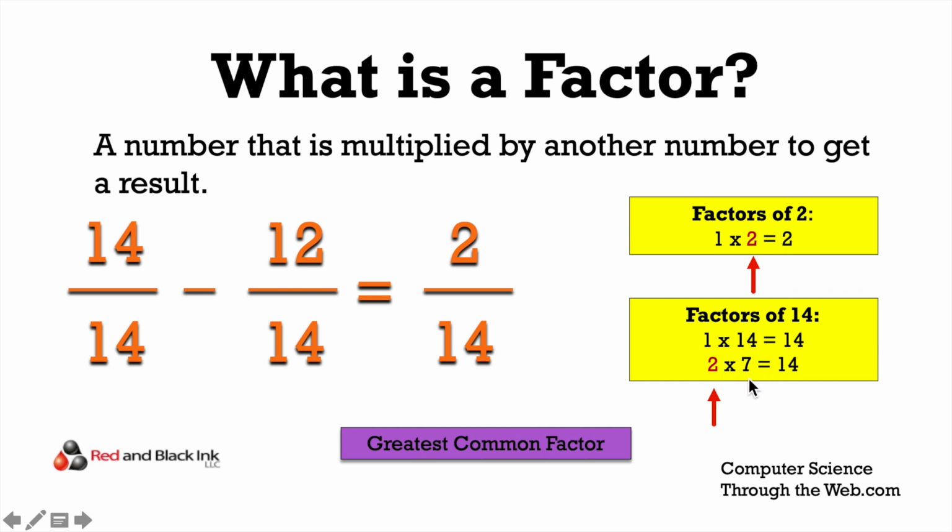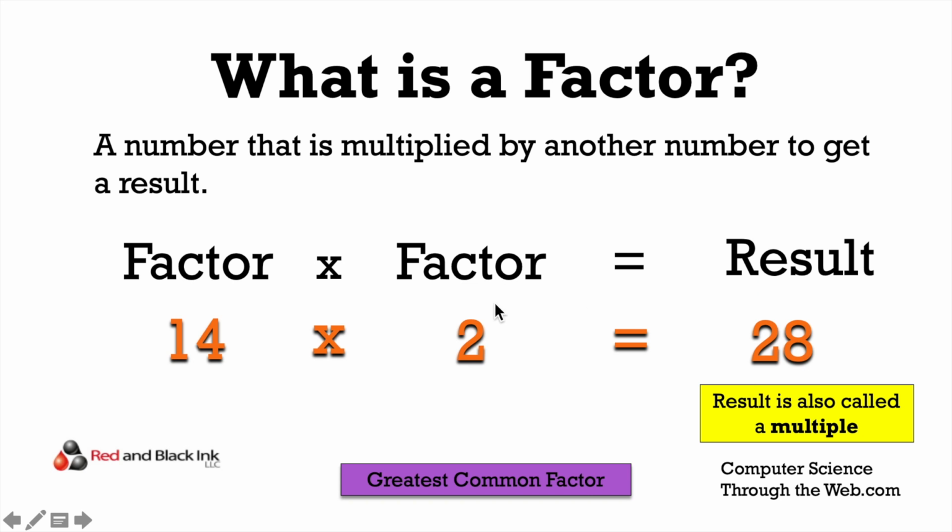So when we think about what a factor is, it simply is one number that's multiplied by another number to get a result. So if I look at this particular example, we have 14 times 2. 14 times 2 gives us the result of 28. And by the way, the result of 28 can also be called a multiple, which we'll talk about in a later lesson, a later discussion. You do something with that as well as it relates to fractions. But let's just think about factors for right now. So 14 times 2, they are factors. 14 and 2 are factors of 28, which is the result when you multiply them together.